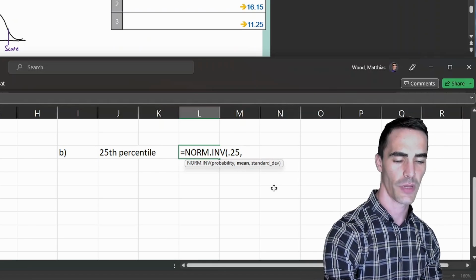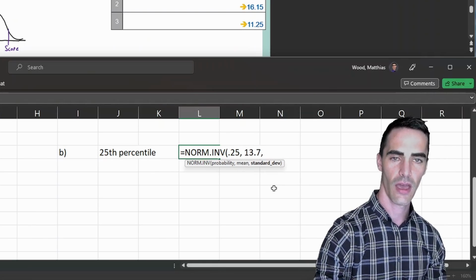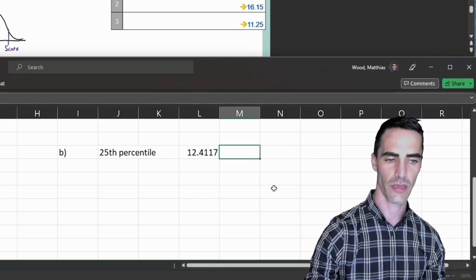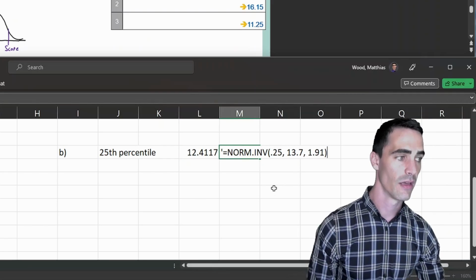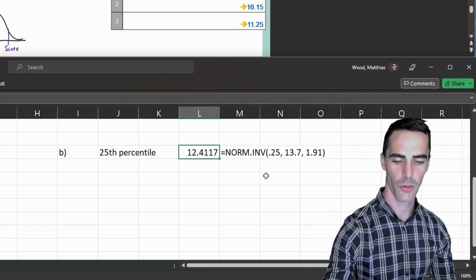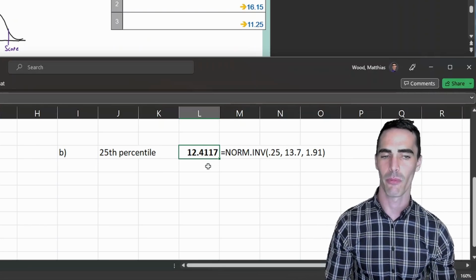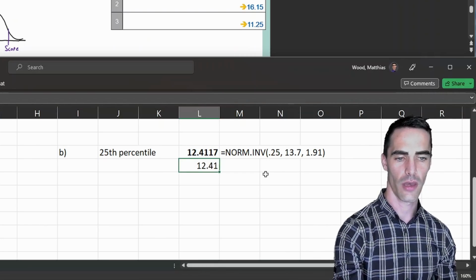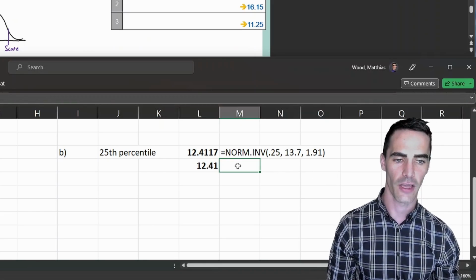Then I need the mean, which we had in the example, 13.7. I need a standard deviation, 1.91. And we have it. These are all the inputs we need to find the 25th percentile. That's four decimals, maybe a bit too much. Maybe we want to round that to 2 decimals. And so I can round that to 12.41. And that's exactly our value we're interested in.